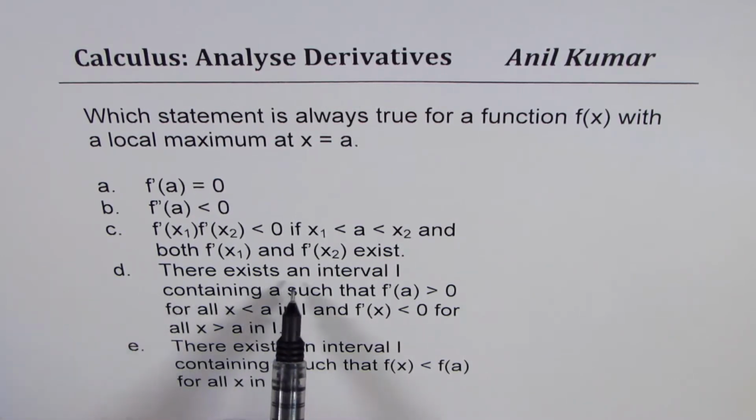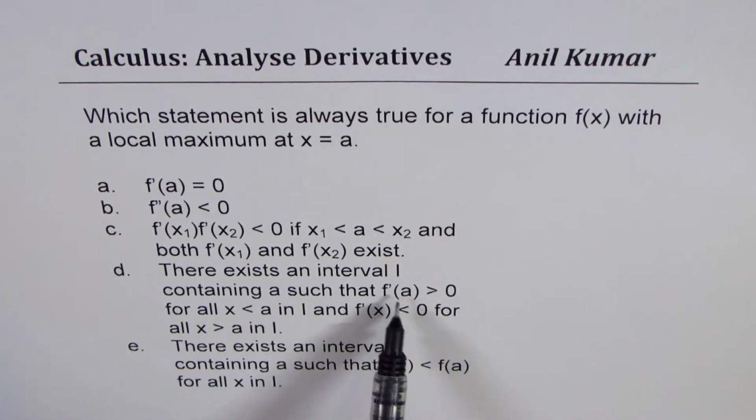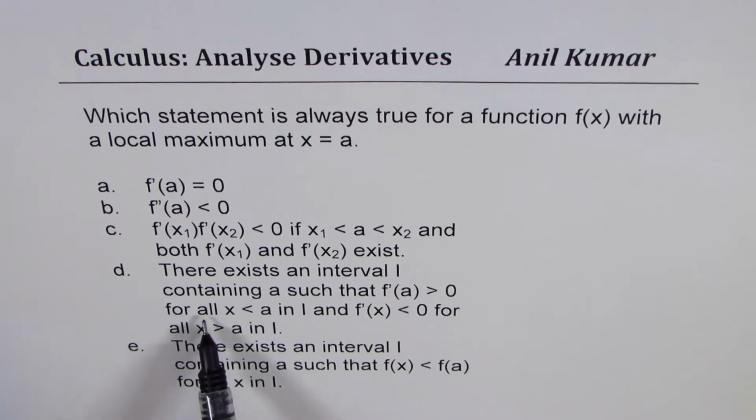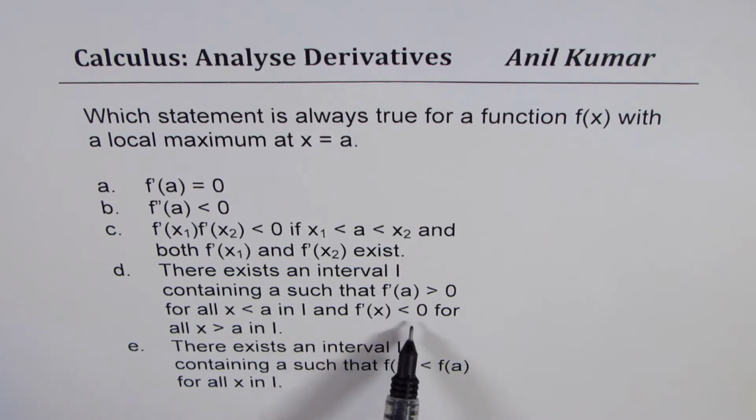D. There exists an interval I containing a such that derivative at x is greater than 0 for all x less than a in I, and the derivative f dash x is less than 0 for all x greater than a in I. E. There exists an interval I containing a such that f of x is less than f of a for all x in I. So these are 5 options for you. Which one of these is always true? You can pause the video, think about it, and then answer the question.